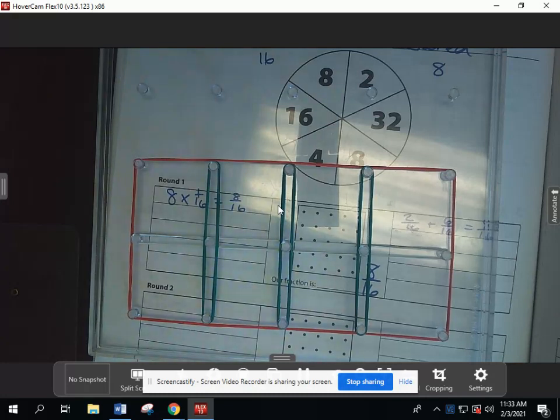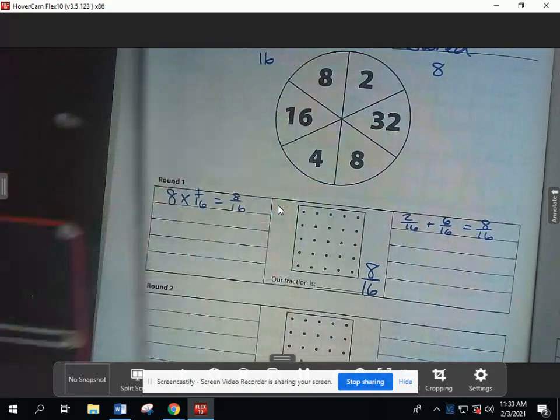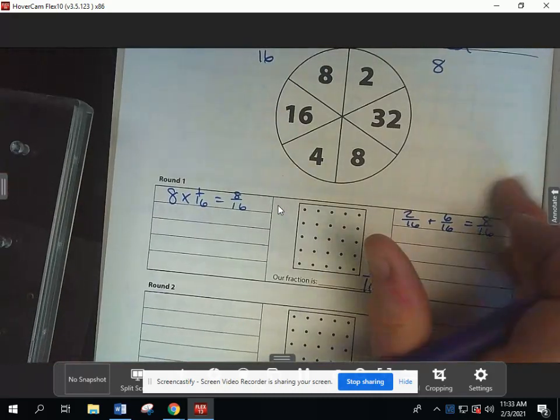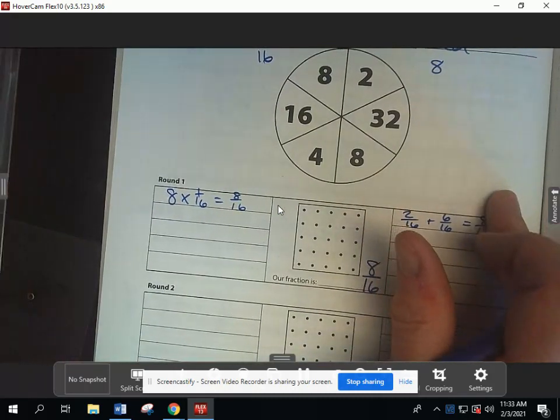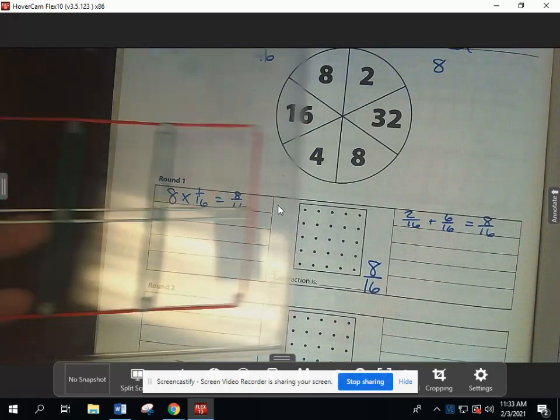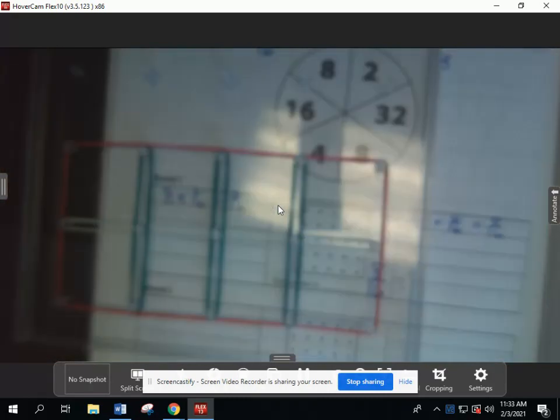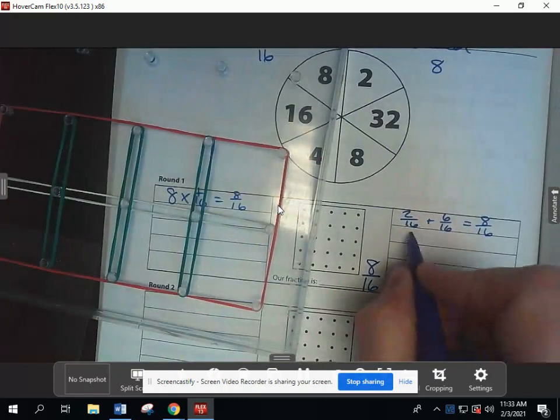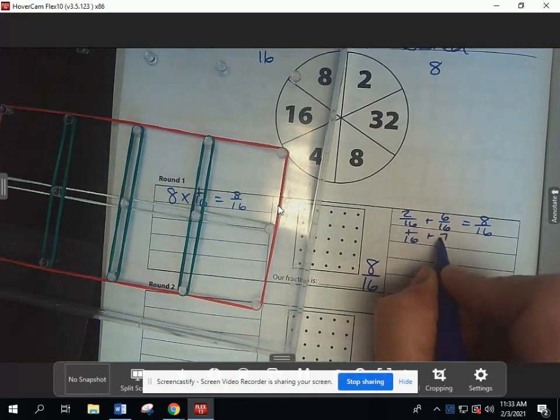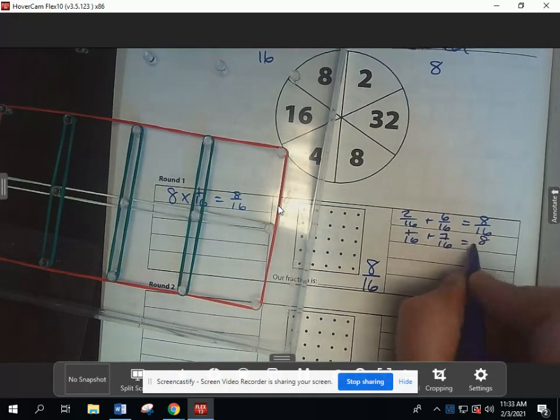I can't hear ya. 8/16 plus 0/16? That does work, but let's not go there with the 0/16 at the moment. Okay, so they said 1/16 plus 7/16 equal 8/16.